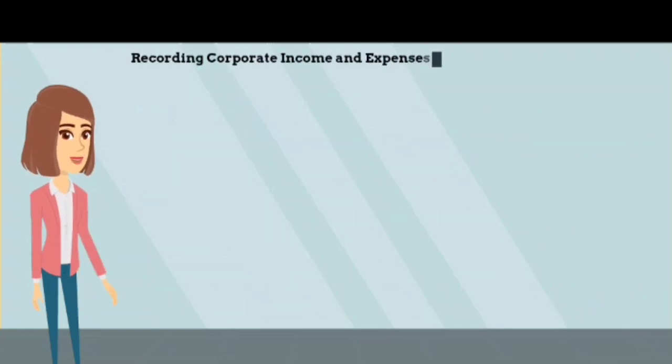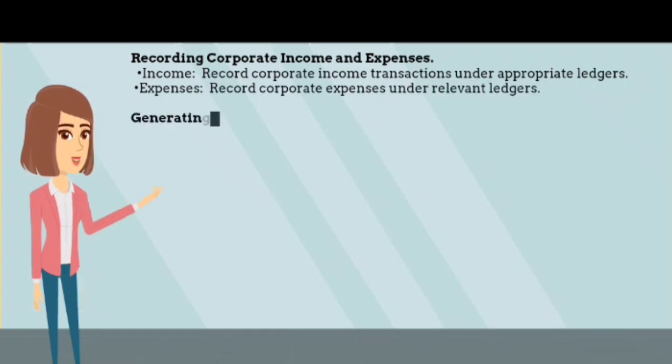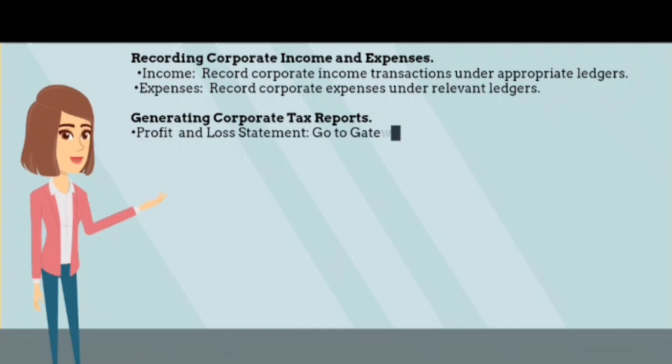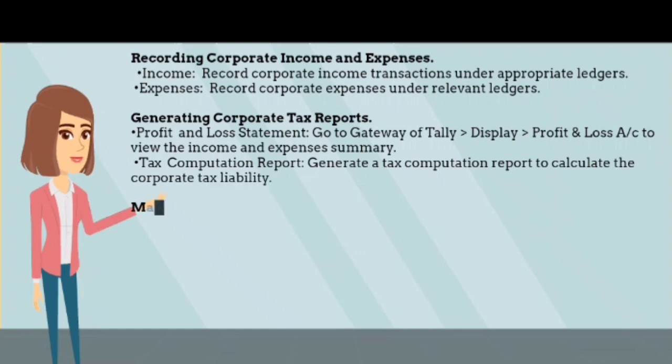Recording corporate income and expenses. Income. Record corporate income transactions under appropriate ledgers. Expenses. Record corporate expenses under relevant ledgers. Generating corporate tax reports. Profit and loss statement. Go to Gateway of Tally, Display, Profit & Loss A/c to view the income and expenses summary. Tax computation report. Generate a tax computation report to calculate the corporate tax liability.